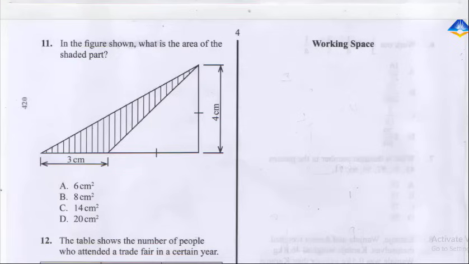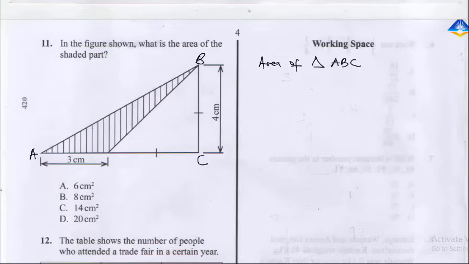Question 11 says, in the figure shown, what is the area of the shaded part? Now, the first thing you need to know is that it's a triangle. Now, let's call here A, let's call here B, and let's call here C. So the first thing we'll do is we'll calculate the area of triangle. We want to get area of triangle A, B, and C.